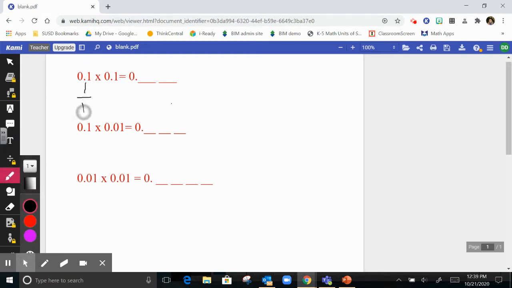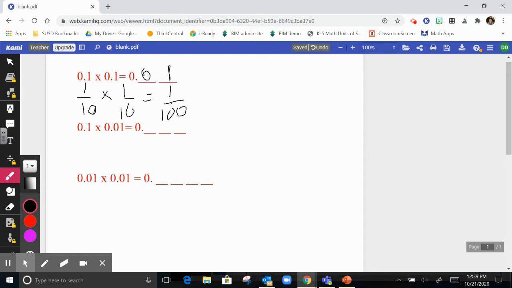1/10 times 1/10 is going to give me 1, and then 10 times 10 is 100, 100th. So if we look here, a tenth times a tenth is going to give me an answer in the hundredths place. So not in the tenths place, but in the hundredths. So it's actually 1/100th.